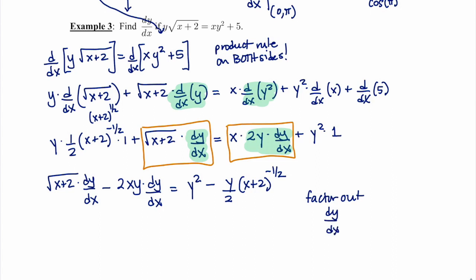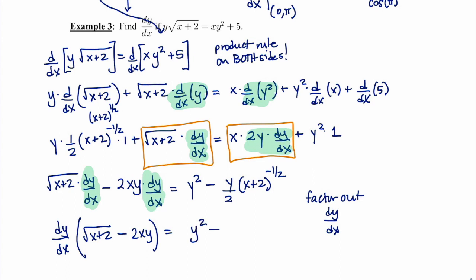And once we do that, we've got one factor of dy dx in two terms. So I factor that out. Dy dx will be multiplied by square root of x plus 2 minus 2xy. And that should be equal to, let's see, y squared minus, I'm going to rewrite this a little bit, y over 2 times the square root of x plus 2.